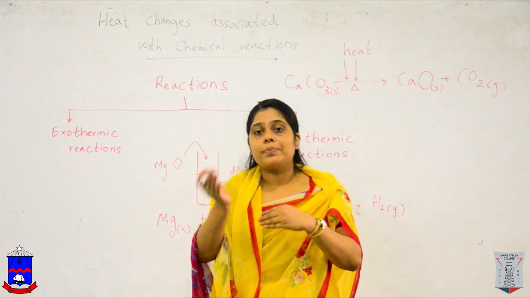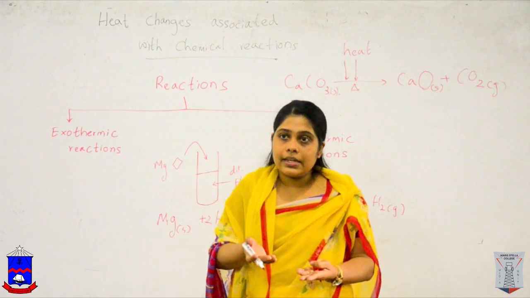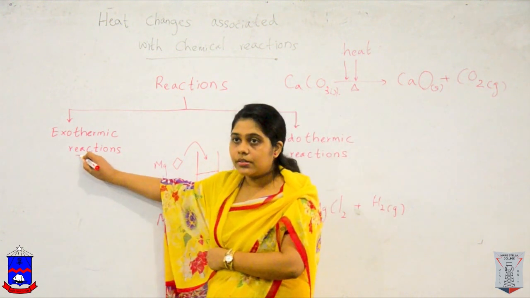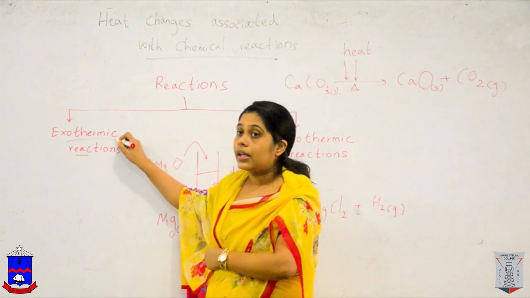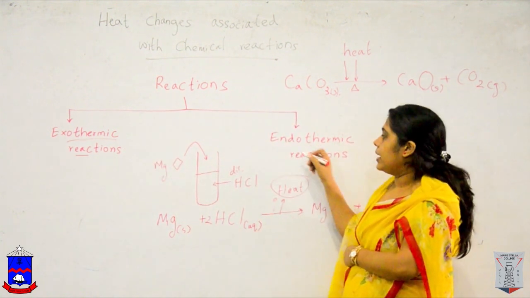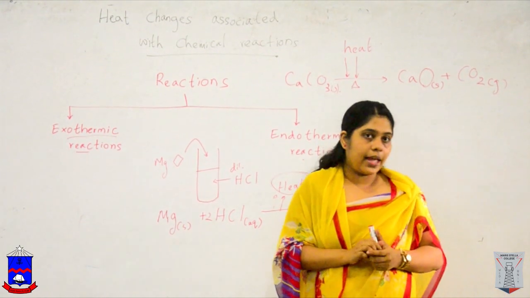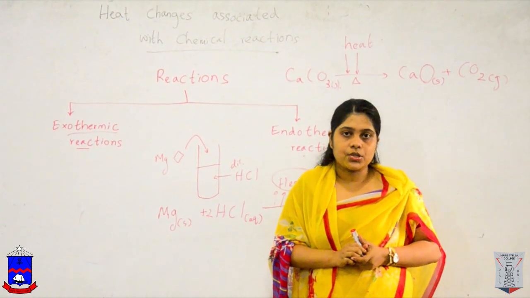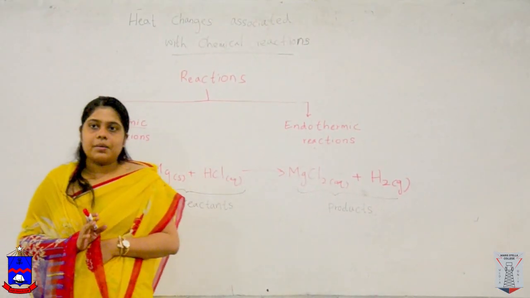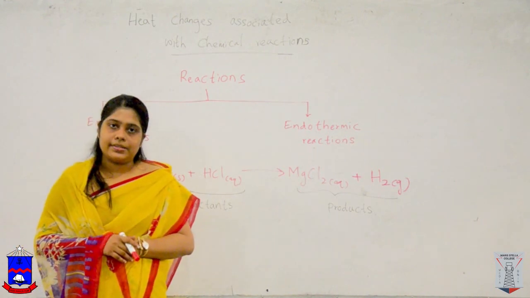So now, according to this, you can understand that there are two types of reactions, according to the emission or absorption of heat. Some reactions release heat, and these are called exothermic reactions. Some reactions absorb heat. They are called endothermic reactions. So there are two types of reactions: exothermic and endothermic.